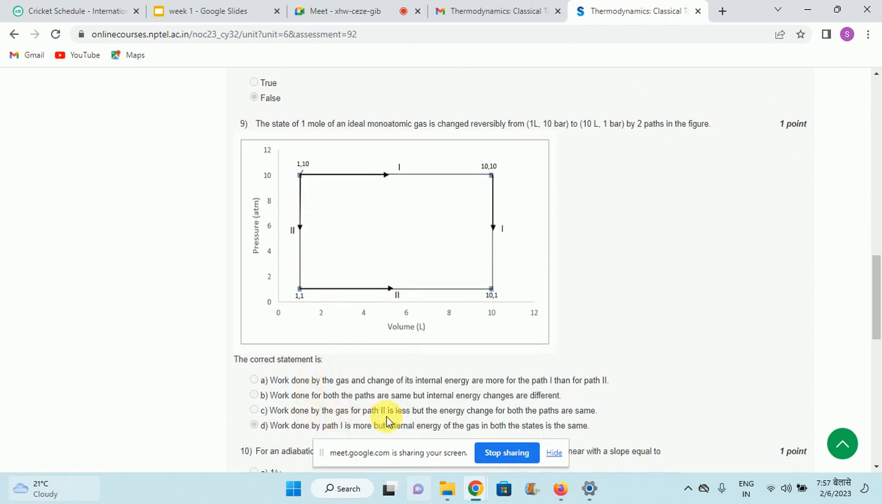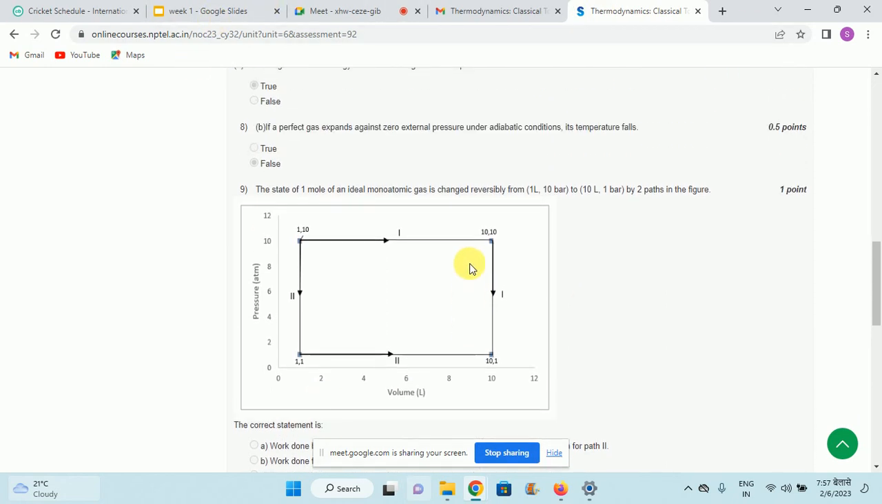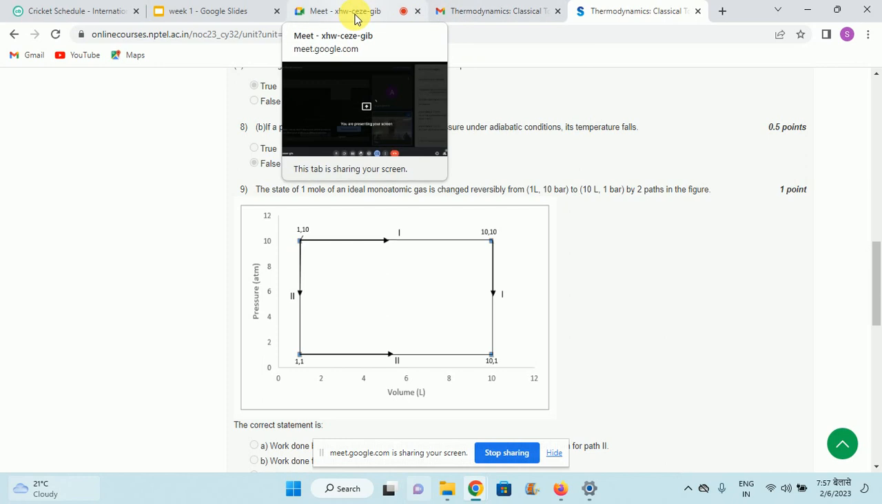Work done by the gas for path 2 is less, work done by path 1 is more. It is the same only. And then internal energy for the gas in both the paths is the same. So they are basically saying the same thing only, no? Okay, I'll look into this question and I'll get back to you.